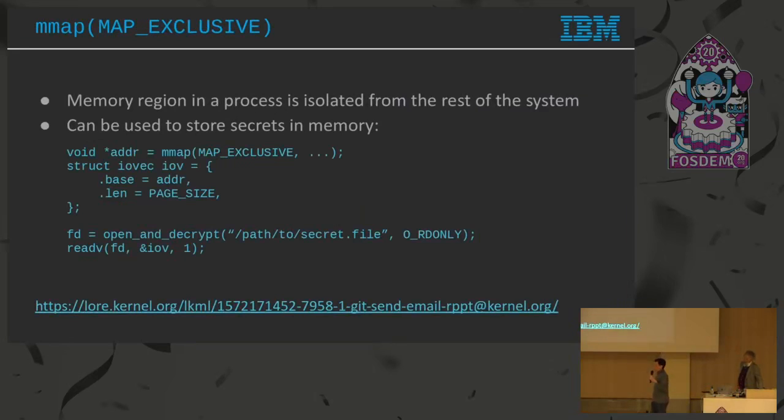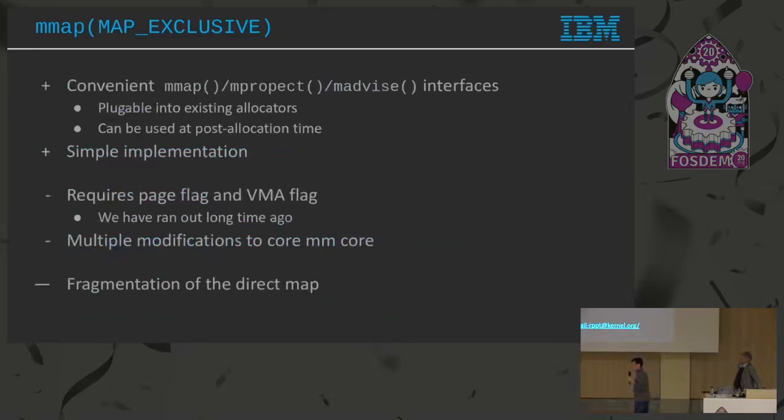For instance, for storing a secret, this may be used in a way described here. We create a mapping with particular flags. We open a secret file and then read its contents into that mapping. The patches are here if anybody is interested. There was a long discussion about this approach, about using a memory map with some flag. The outcome is more or less summarized here.